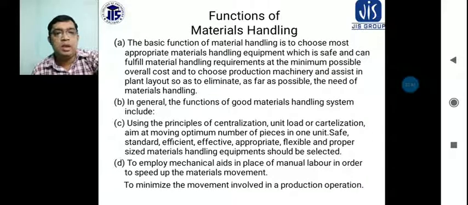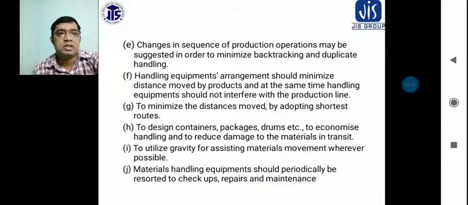And to employ mechanical aids in place of manual labor in order to speed up the materials movements. Also, minimizing the movement involved in production operations will be considered as a function of this. Another thing, a change in the sequence of production operations may be suggested in order to minimize backtracking and duplication of handling procedures. Handling equipment arrangements should minimize the distance moved by products, and at the same time handling equipment should not interfere with the production lines. Adopting the shortest routes to minimize the distance moved will also be here.